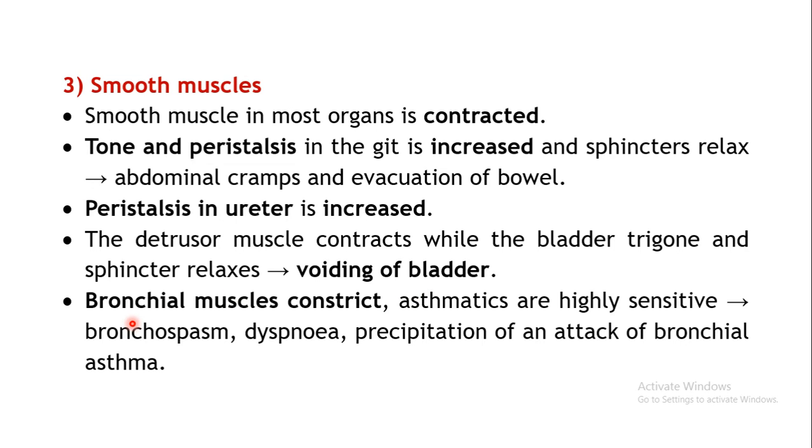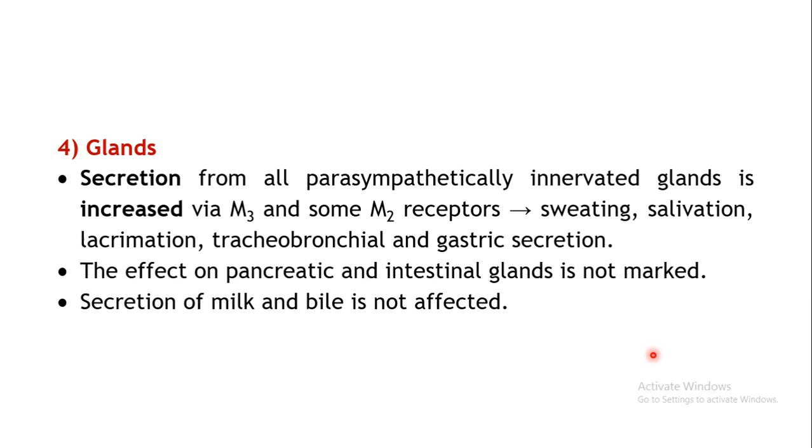Then smooth muscles in the bronchi, these also can contract. So as a result of which the bronchial smooth muscles will contract and it will result in bronchoconstriction, and asthmatics are more sensitive towards this particular action. So as a result of this, bronchospasm, dyspnea, difficulty in breathing, or even precipitation of the bronchial asthma may take place. So you should be very careful. These type of drugs are contraindicated in the asthmatics because it can precipitate an asthmatic attack.